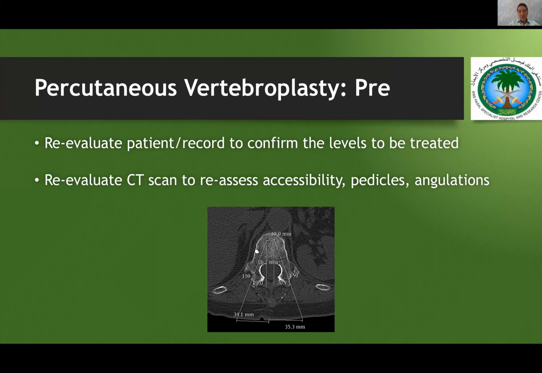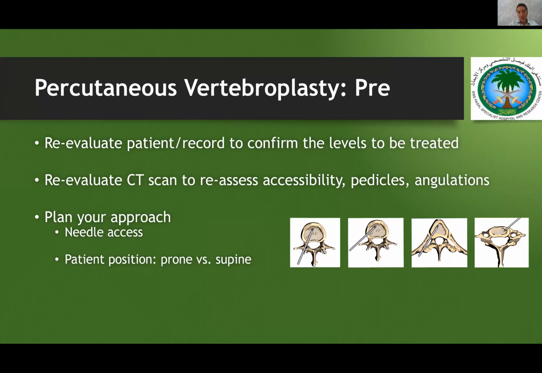To plan your approach, of course, the best is the transpedicular approach, but sometimes the pedicle is small and we have to go paravertebral. For the upper dorsal spine, we go costovertebral, and for the cervical spine, we go anterior. So plan your axis of the needle. Are you going to do unipedicular or bipedicular, what kind of approach? It's very important. Then the patient's position on the table: the majority, of course, is prone, but only for the cervical spine patients need to be supine.